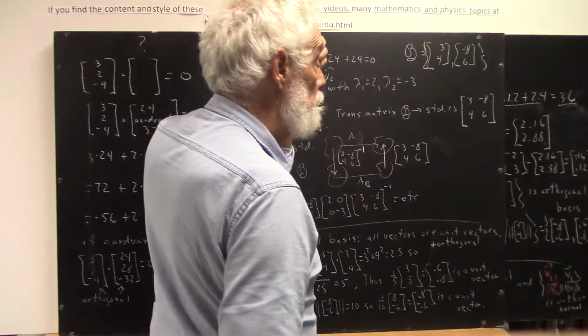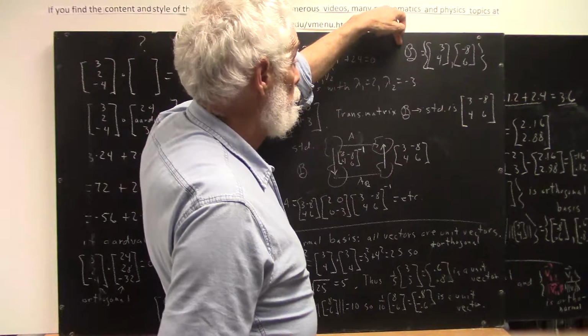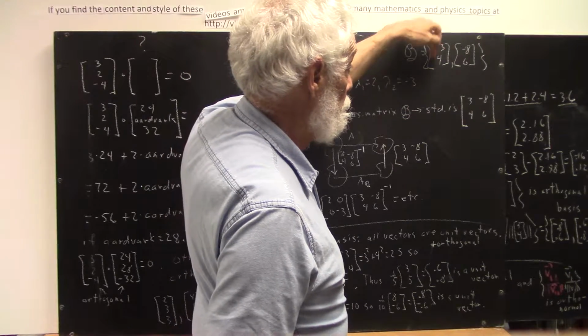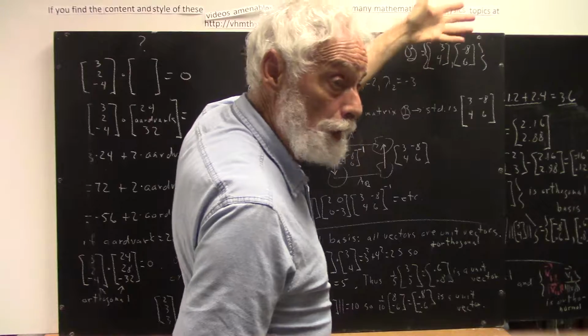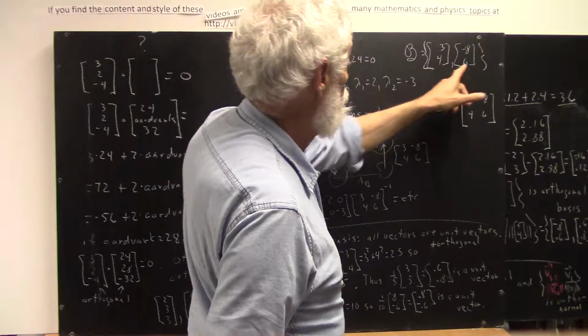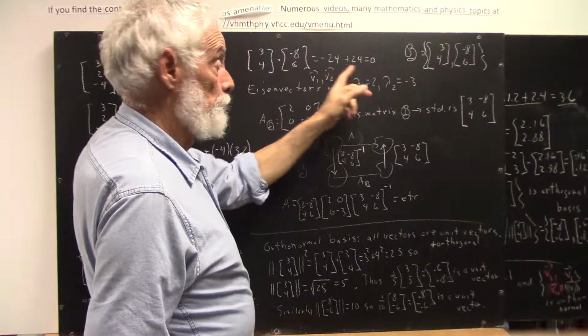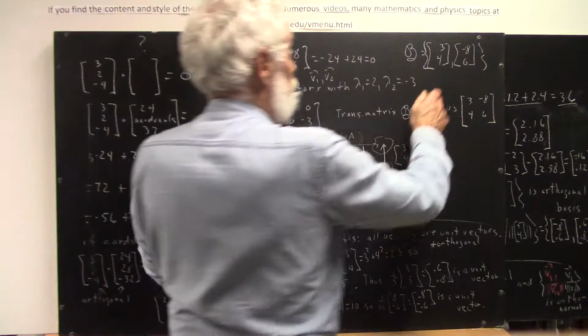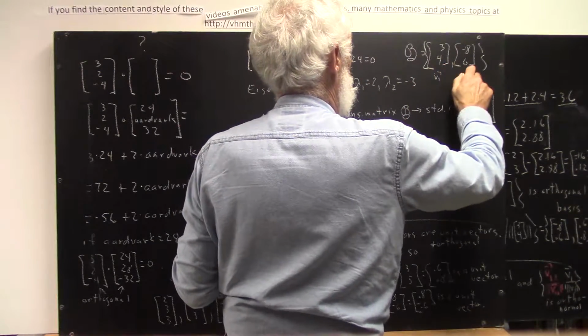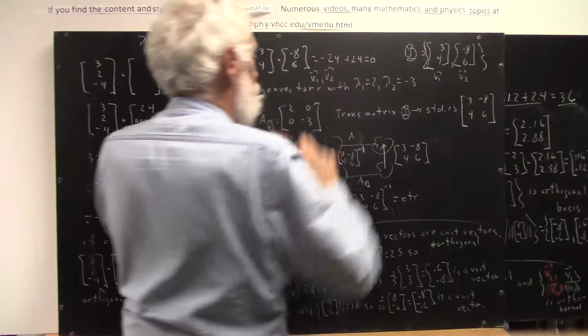Now we have a basis B for a vector space consisting of the vectors (3, 4) and (-8, 6). These vectors are orthogonal. They have a dot product of 0, as we can see here. I'm going to call these vectors V1 and V2.